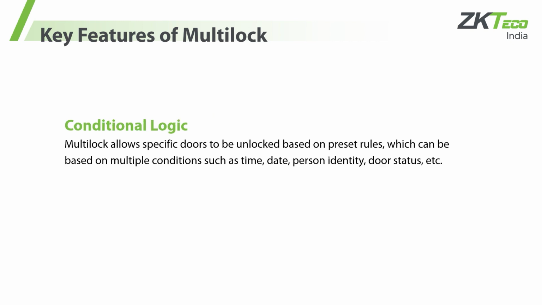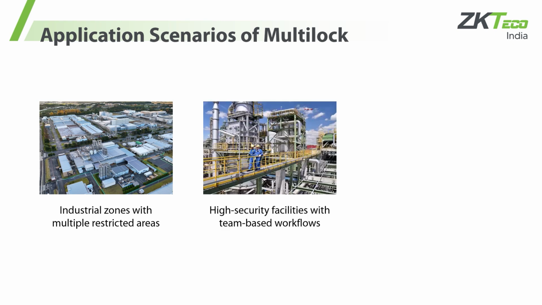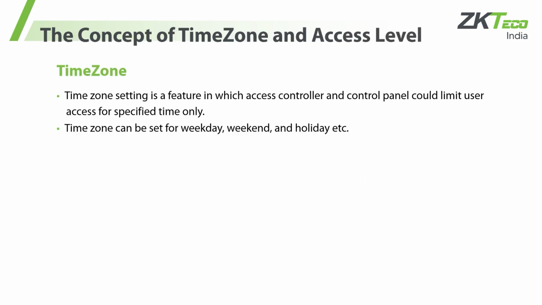Multi-lock allows specific doors to be unlocked based on preset rules, which can be based on multiple conditions such as time, date, person identity, door status, etc. The multi-lock system is a combination of the above three characteristics. It is mostly used in industrial areas with multiple restricted areas, high-security facilities with team-based work processes, clean rooms, or multi-compartment airlocks in laboratories. After introducing multi-lock, we will now talk about the concepts of time zone and access level.